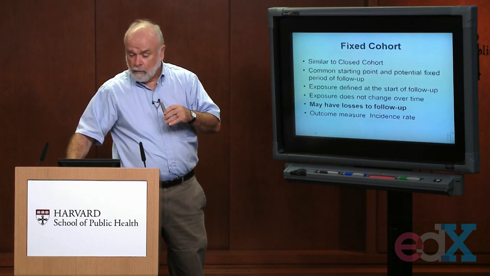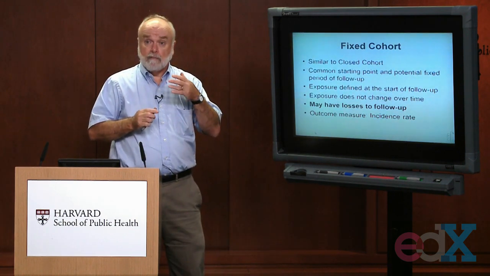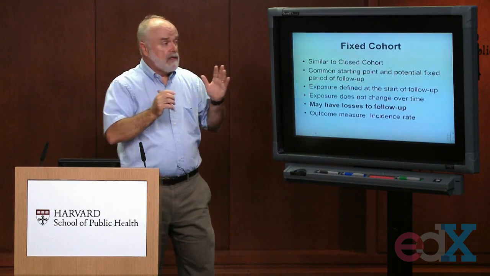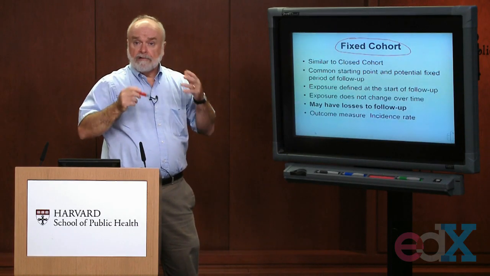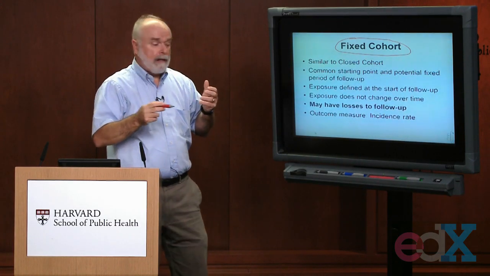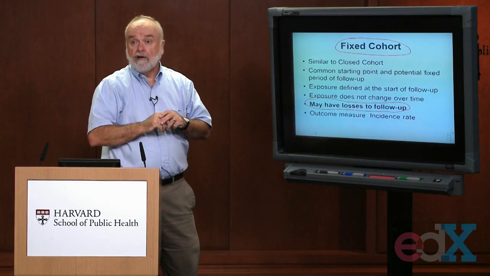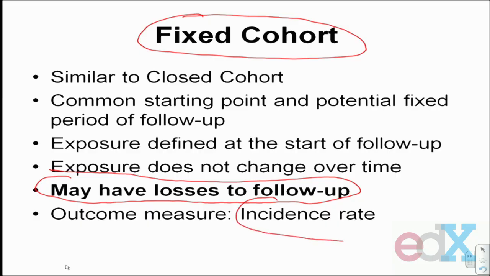Well, what I mentioned before was another study design, a study design which started out looking like a closed cohort but had losses to follow-up. That's what we call a fixed cohort. A fixed cohort is essentially a closed cohort with a problem, the problem being potential losses to follow-up. And that's what we were talking about previously when we had the outcome NECHD. In that case, for a fixed cohort, all we can measure are incidence rates.